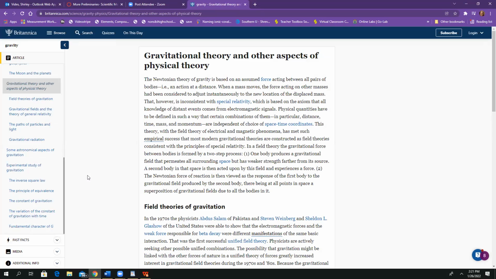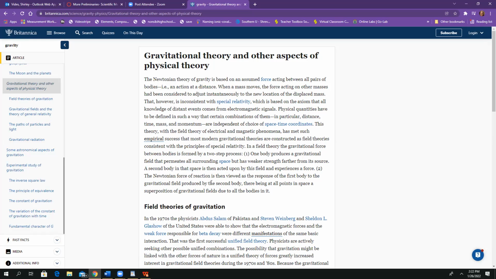Okay, it's based on an assumed force acting between all pairs of bodies. When a mass moves, the force acting on other masses has been considered to adjust instantaneously to the new location of the displaced mass. But that is inconsistent with special relativity. And so there are things that you can look at, but if you just summarize it right here, one body produces a gravitational field that permeates all surrounding space, but has weaker strength farther from its source. That's true. If you're not as close, things don't get as easily attracted.